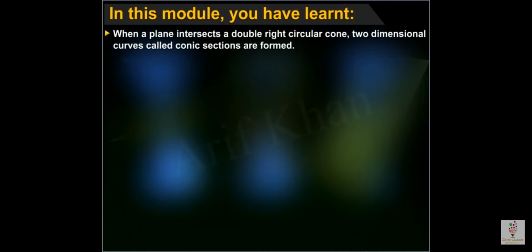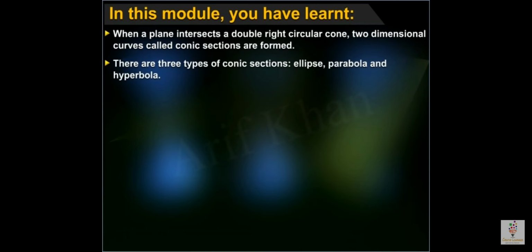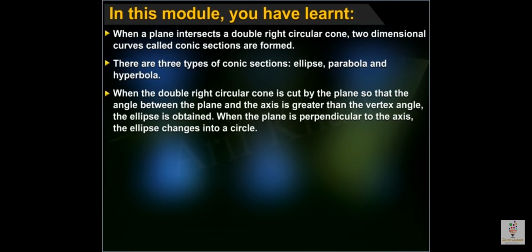In this module you have learned that when a plane intersects a double right circular cone, two-dimensional curves called conic sections are formed. There are three types of conic section: ellipse, parabola and hyperbola. When the double right circular cone is cut by a plane so that the angle between the plane and the axis is greater than the vertex angle, the ellipse is obtained. When the plane is perpendicular to the axis, the ellipse changes into a circle.